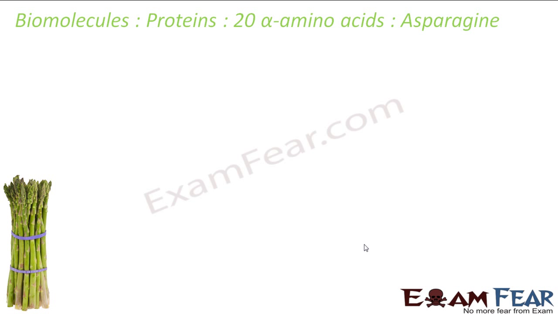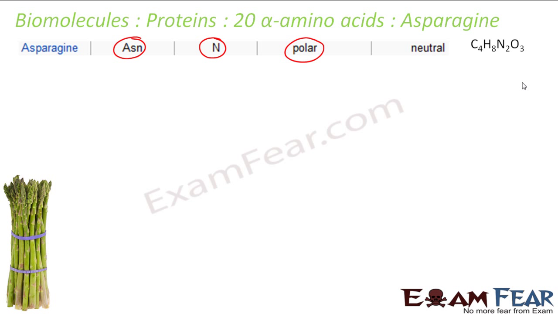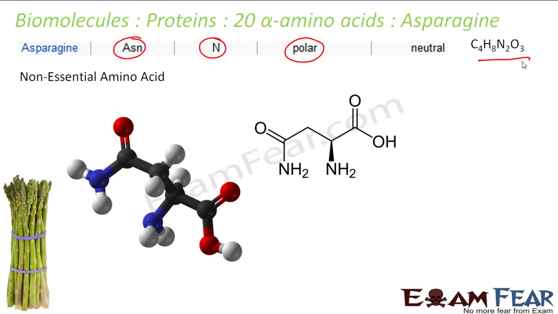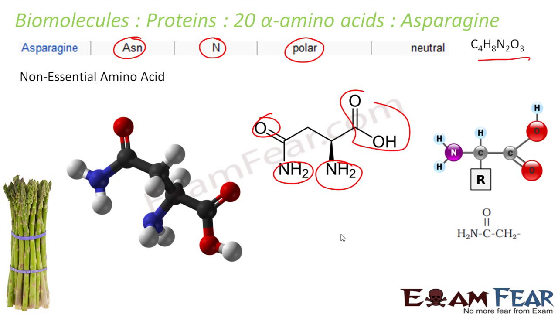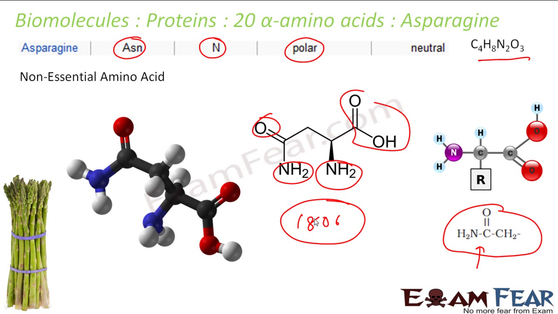The next is asparagine. ASN is the 3-letter code and N is the 1-letter code. This is polar and actually neutral. This is the formula, C4H8N2O3. This is again non-essential because the human body can produce this on its own. Why is it neutral? Because there are 2 NH2 groups and 2 carboxyl groups. If you compare with the general structure of an amino acid, this R is nothing but NH2COCH2.